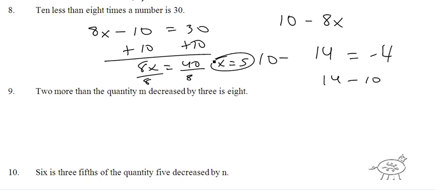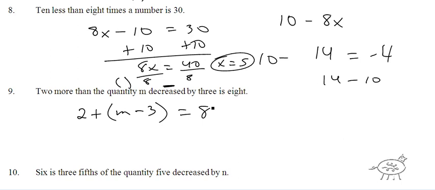Number 9, 2 more than the quantity. Quantity means parentheses. That's important. M decreased by 3. So M, we give you the variable, decreased by 3. Decrease is the same thing as subtraction. Is 8.